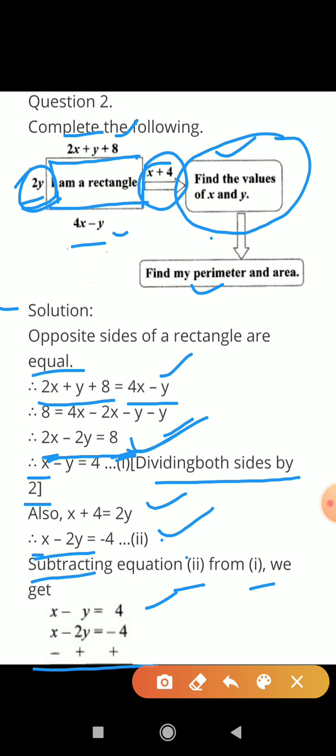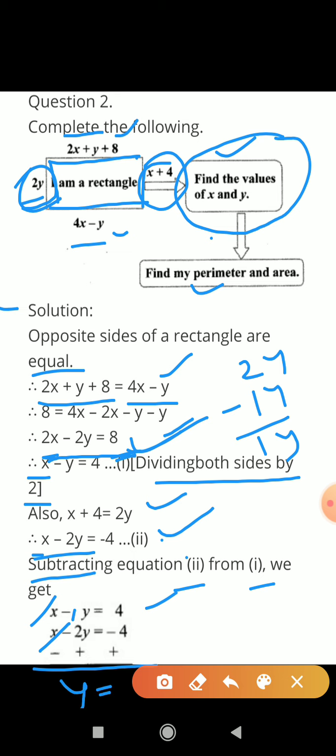Now see, this plus x and this minus x get cancelled. Then this minus y, that is minus 1y, and here plus 2y after sign change. So plus 2y and minus 1y, that is 2 minus 1, which becomes 1. So 2y minus 1y is equal to 1y, or we can directly write y.